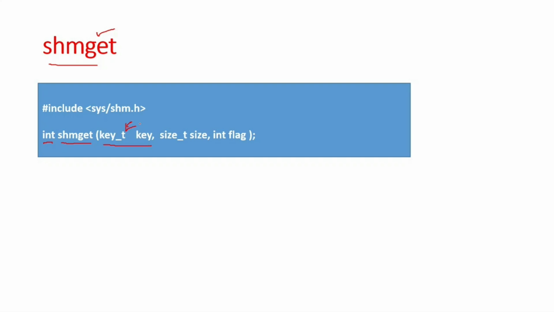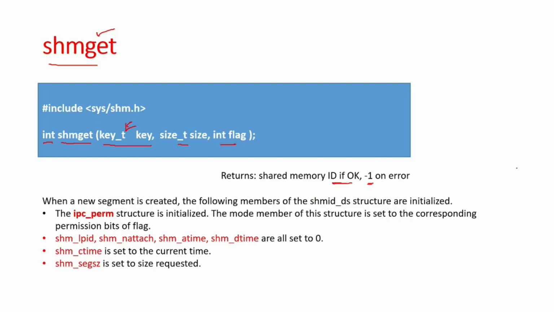We have already seen how the key is generated and how the key is converted to an identifier in our previous lecture video. These are the other two parameters; let us discuss them a bit later. It will return the shared memory ID if the function is successful, and it will return -1 on error. When a shared memory is created successfully, the following members of the SHMID data structure are initialized. These are some of the members of the SHMID data structure that we saw in the previous slide.